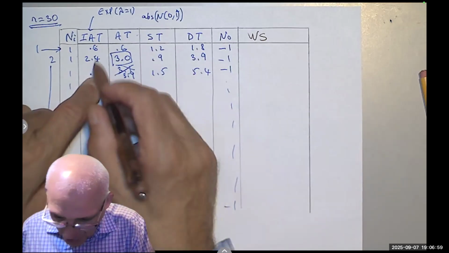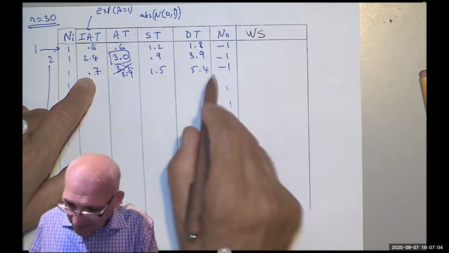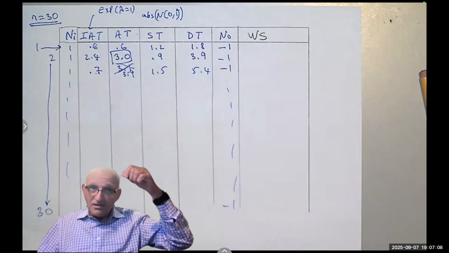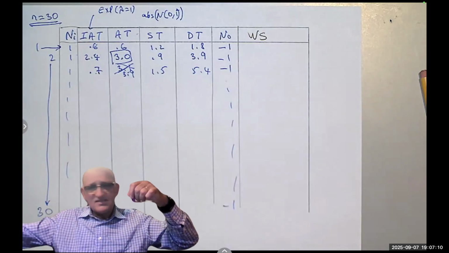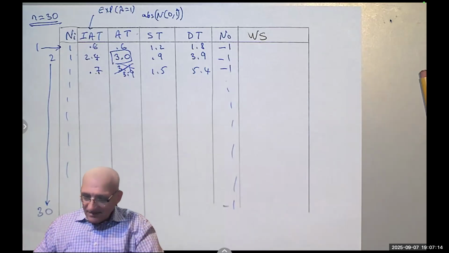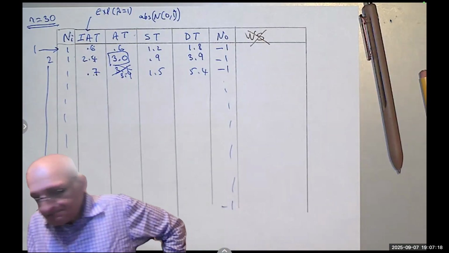And I'm going to say 2.4 plus 0.7 is 3.1. And I subtract it from 5.4, which is departure time. So the time the car arrives to the queue, not necessarily to the window, until it leaves. But I'm not going to do that because it's going to be more complicated.